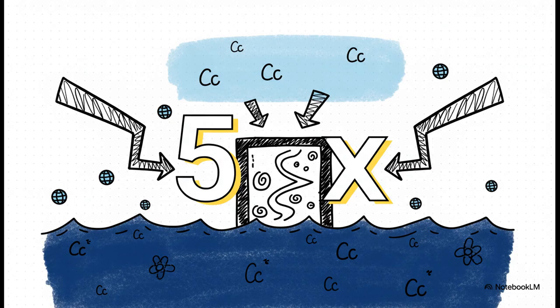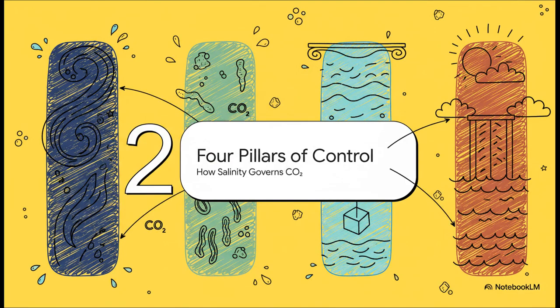And this is a really, really big deal. Why? Because this salinity gate regulates the single largest active carbon reservoir on our planet. The deep ocean holds an incredible 50 times more carbon than our entire atmosphere. So even a tiny change in how this gate works can have absolutely massive consequences for our climate. So, the big question is, how does this gate actually work?